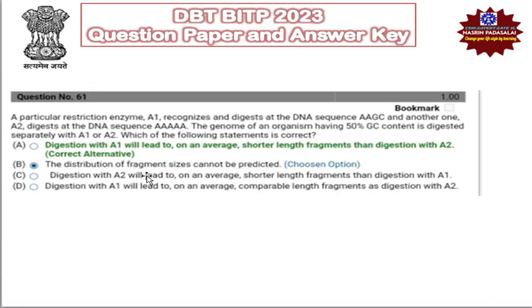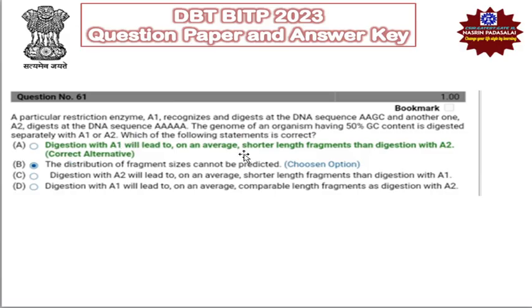Next is again analytical kind of question. A particular restriction enzyme called A1 recognizes and digests the DNA sequence of AAGC. So the recognition sequence for A1 enzyme is AAGC and the recognition sequence of A2 restriction enzyme is AAAAA. Okay, so they mention the genome of an organism having 50% of GC content. It is digested separately with A1 restriction enzyme and A2 restriction enzyme.